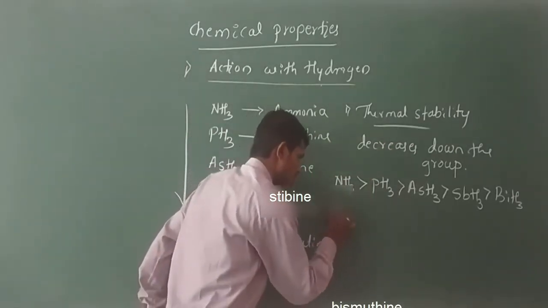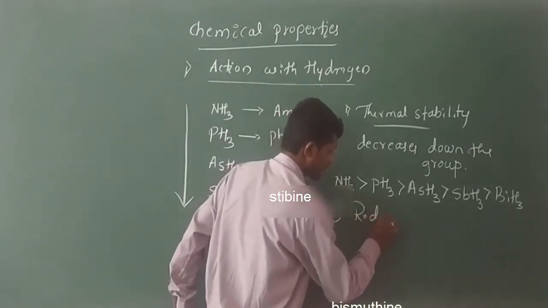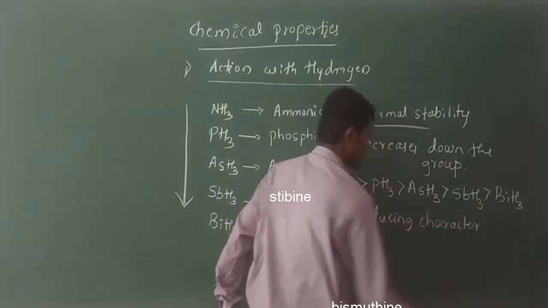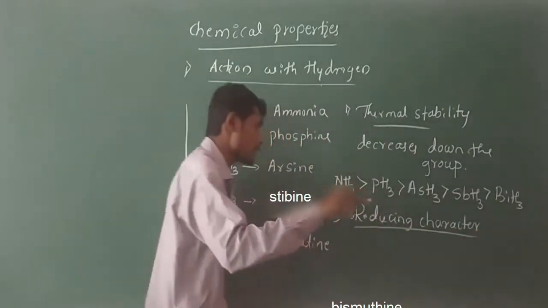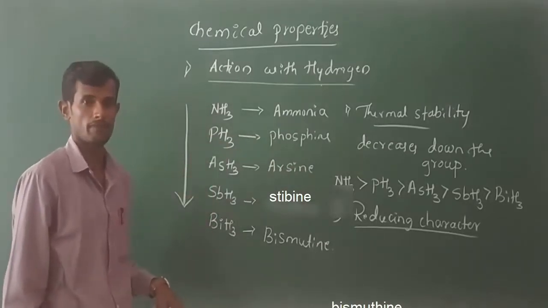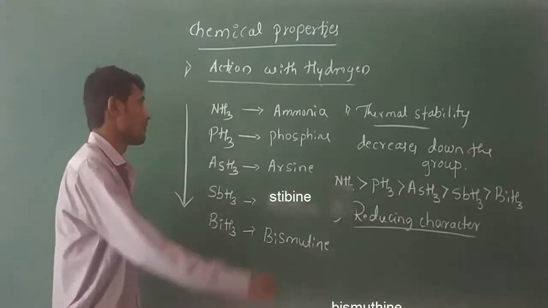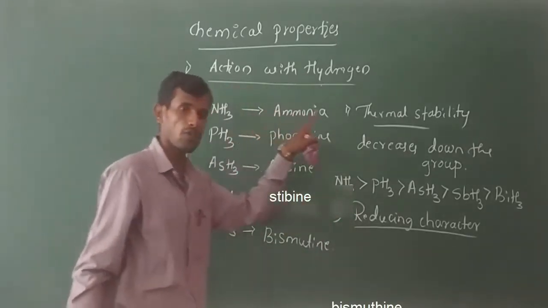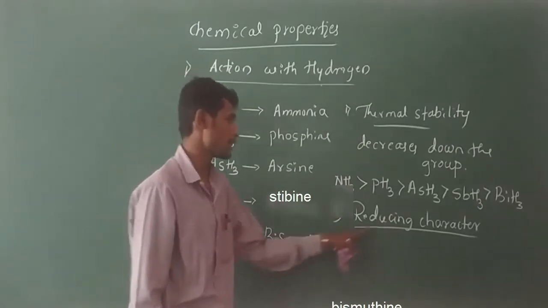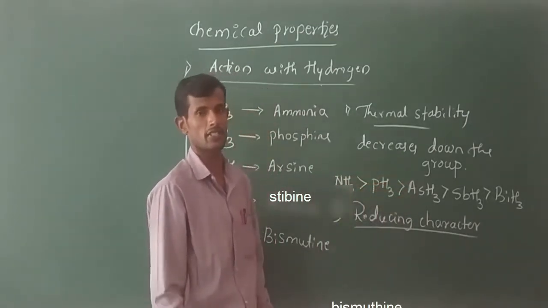Next, another point: reducing character. Remember, the reducing character of hydrides of the group 15 elements increases down the group.